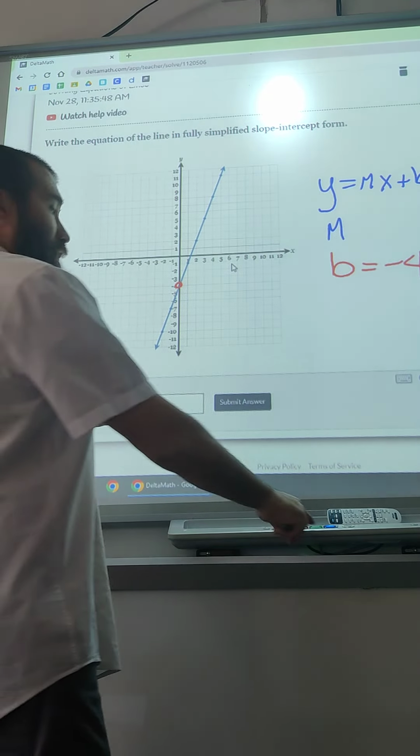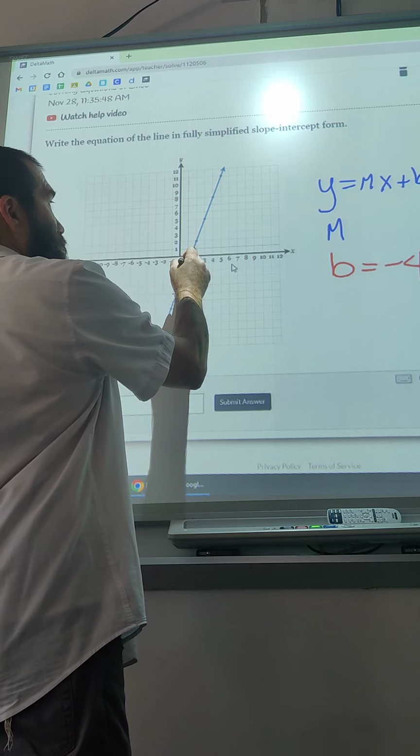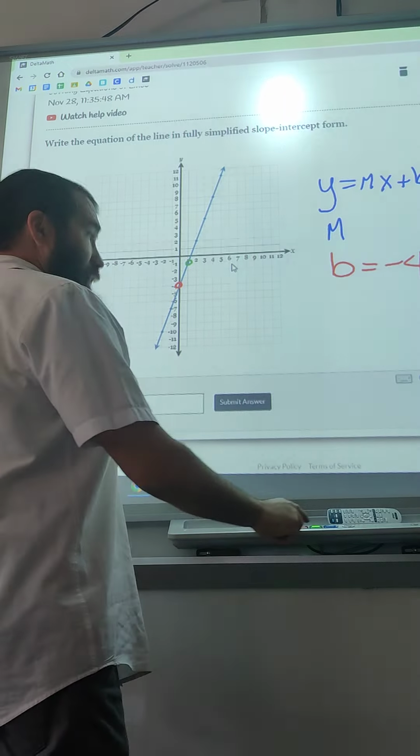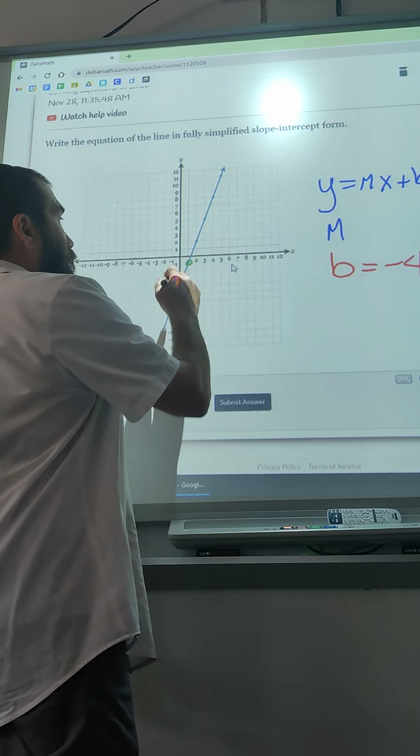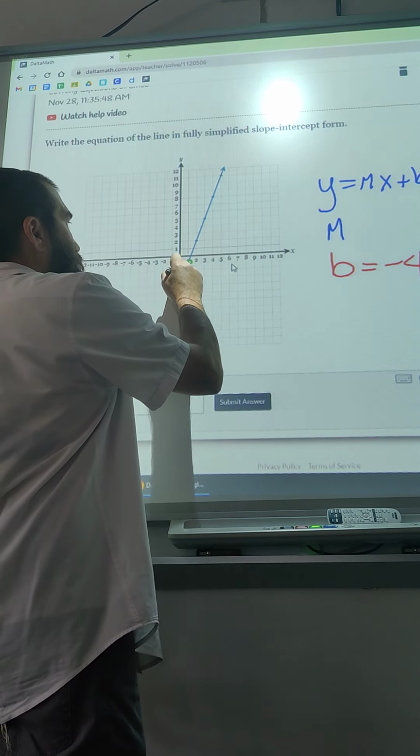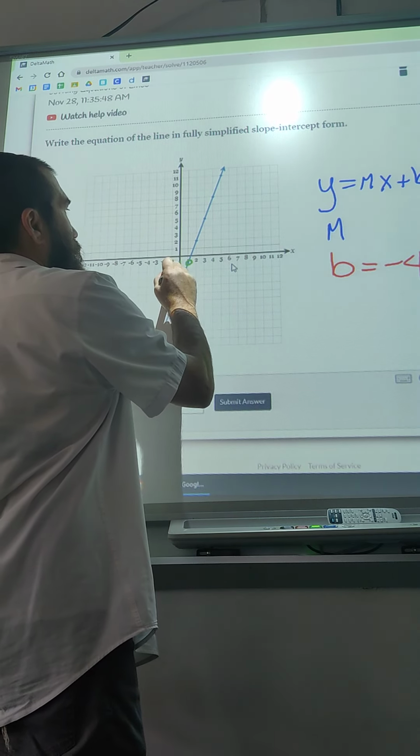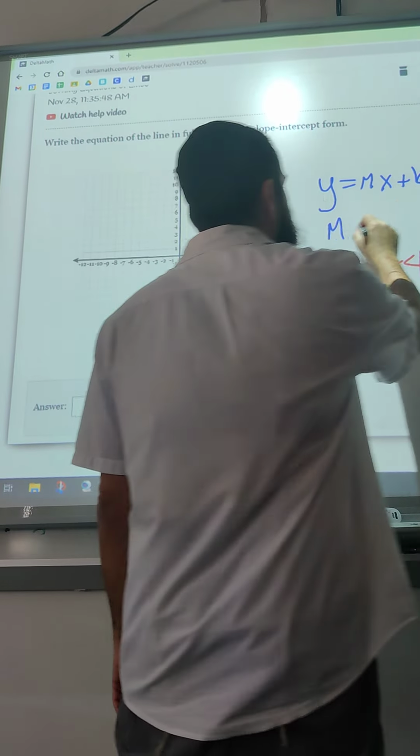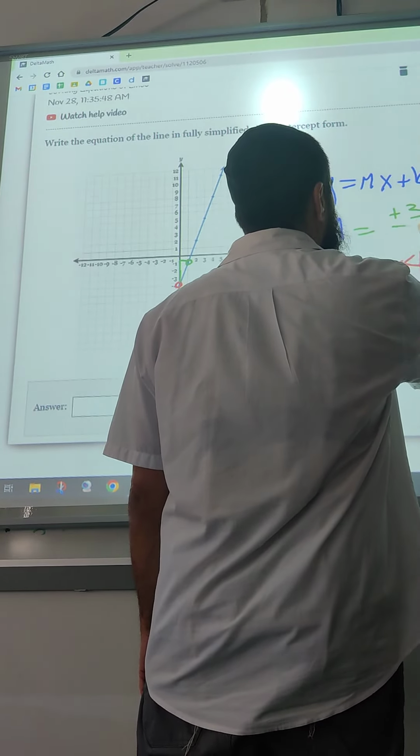So you just have to find 2 good points. They have the points kind of dotted for you already. So you just ask yourself, going from left to right, how do I get from point A to point B? How do I get from the red to the green? So the answer is, I go up 3 and right 1. So that's up 3, right 1.